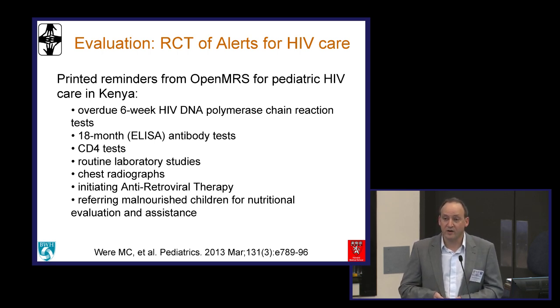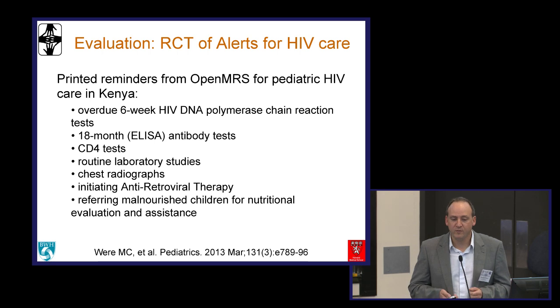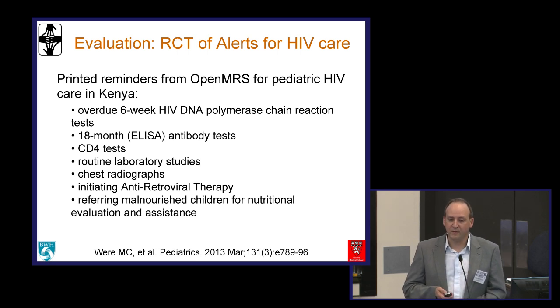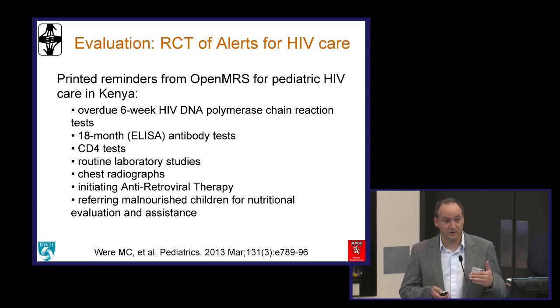This was done by Martin Weary, a colleague at AMPATH. So they have OpenMRS used for their pediatric HIV patients as well as the adults. And they wanted to look at whether printing summaries with alerts and reminders, a little bit like the thing I showed earlier on, would impact on the quality of care. And what they found was that for these different items, the DNA polymerase chain reaction, which is what you use for testing for HIV in infants, CD4 counts, ELISA tests, radiographs, and other tests, that for each of these, they looked at whether providing alerts and reminders printed out for the doctors would make a difference.